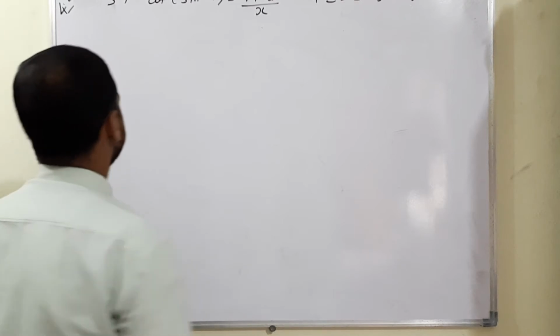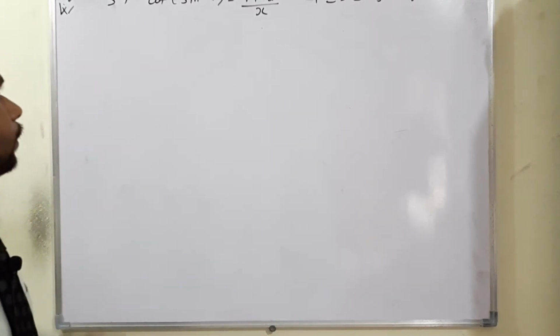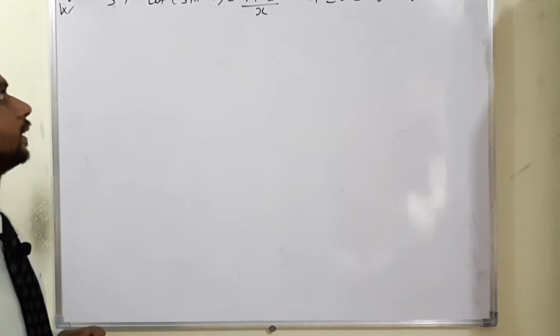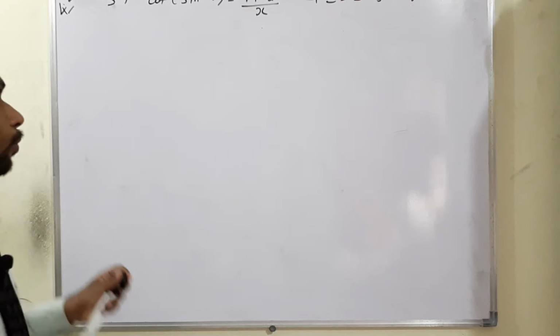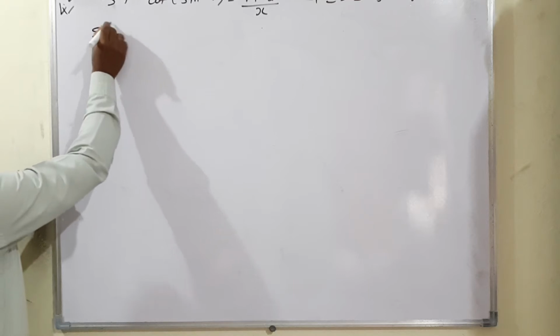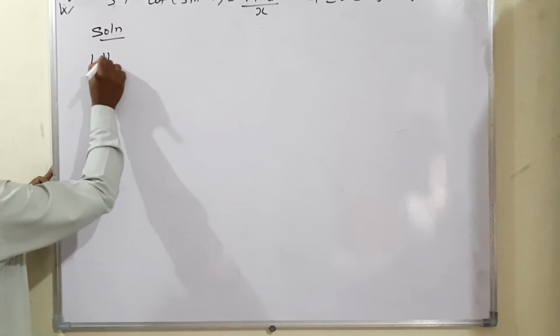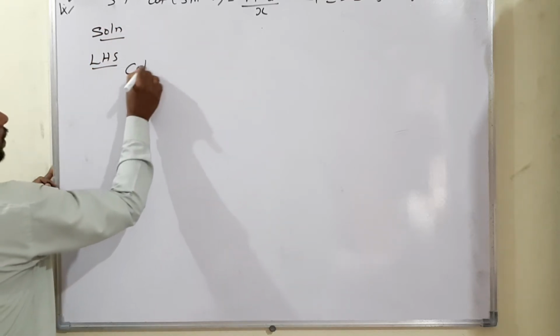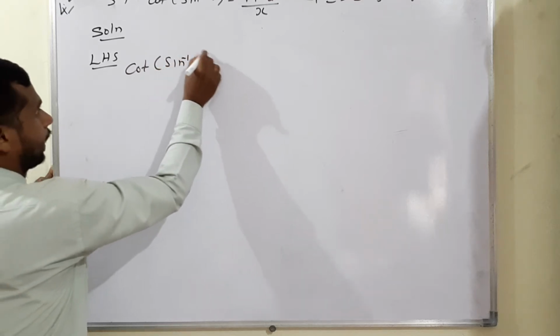Example 4.26. Show that cot of sin inverse x is equal to square root of 1 minus x square over x. We have to prove this. So solution: I will consider the LHS term, cot of sin inverse x.